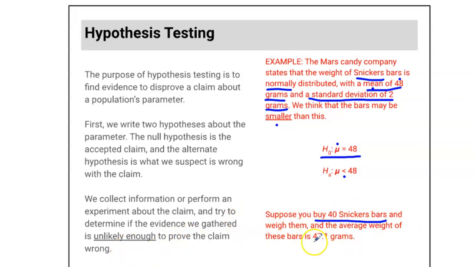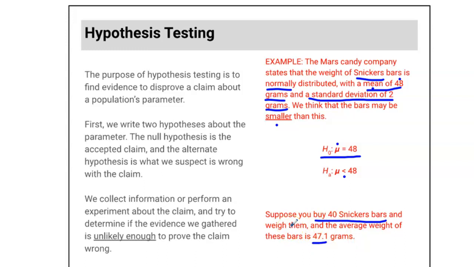So in our sample, we found the average weight. We weighed all 40 Snickers bars, and we found the average weight to be 47.1 grams. So this is lower than 48. Is that enough evidence to say, I think the Mars company is wrong? I'm not sure yet. I'm going to do what's called a hypothesis or significance test. I'm going to figure out how unlikely it is that my sample is 47.1 grams. And here's the general idea.